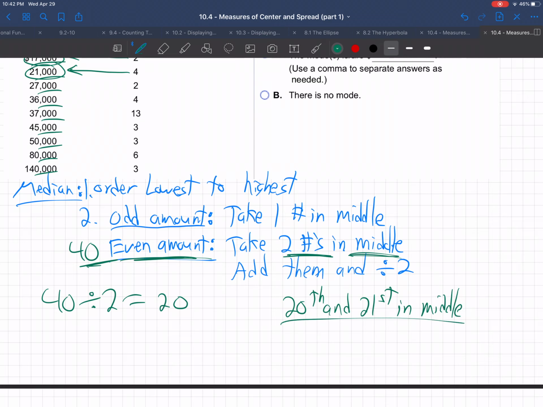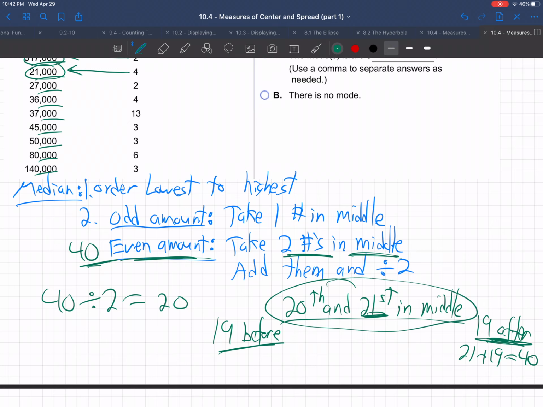Now, how do I know they're in the middle? Because there's 19 before, right? 1 through 19 come before 20. And there's 19 after. How do you know? Because 21 plus 19 gets to the 40th, right? After 21, there's 19 more. So 20 and 21 must be the actual middle.